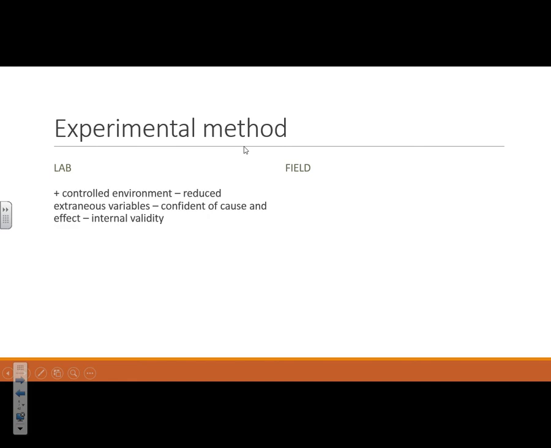So of course lab experiments are a controlled environment. This is good because it reduces extraneous variables, so we can be more confident of cause and effect, which increases internal validity. Can randomly allocate, so that reduces confounding and participant variables, which increases the validity as well for that one.